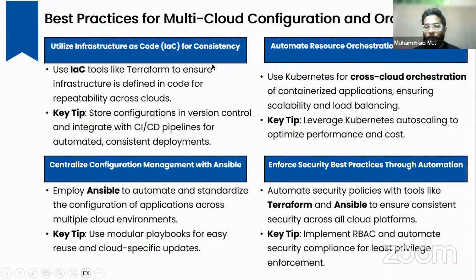The next is automate resource orchestration with Kubernetes. Use Kubernetes for cross-cloud orchestration of containerized applications, ensuring scalability and load balancing. Leverage Kubernetes auto-scaling to optimize performance and cost. Enforce security best practices. Automate security policies with tools like Terraform and Ansible to ensure consistent security across all cloud platforms. Like we can implement role-based access control and automate security compliance for least privilege enforcement.